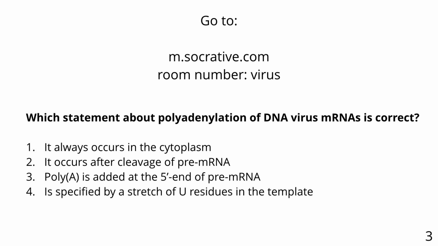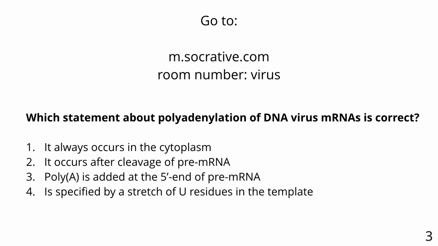Okay, which statement about polyadenylation of DNA virus mRNAs is correct? It always occurs in the cytoplasm. It occurs after cleavage of pre-mRNA. Poly-A is added to the 5' end of pre-mRNA or is specified by a stretch of U residues in the template.